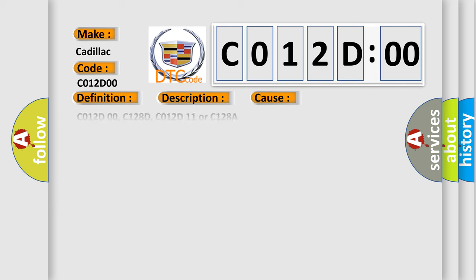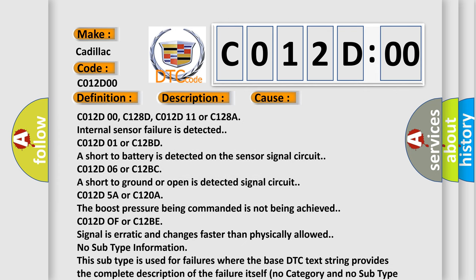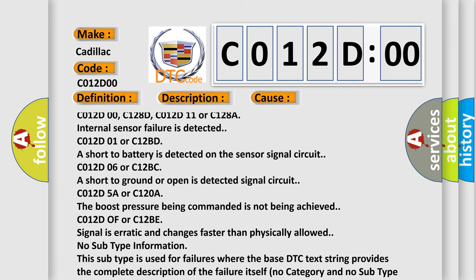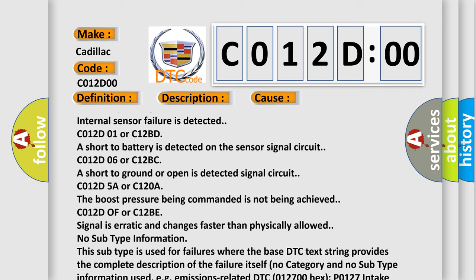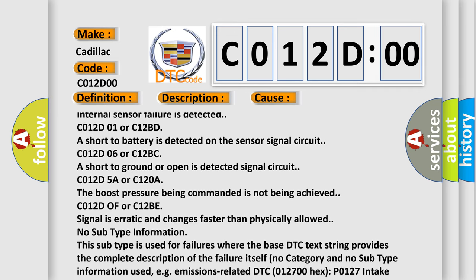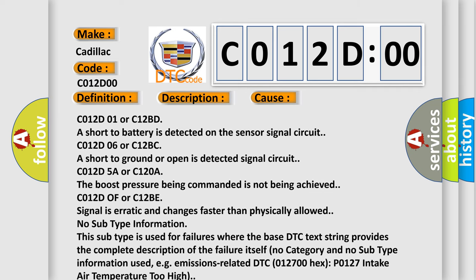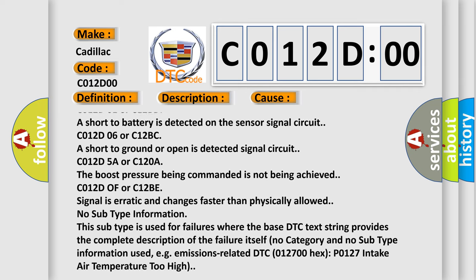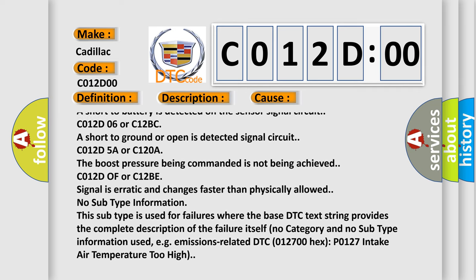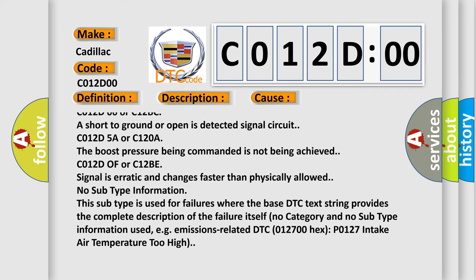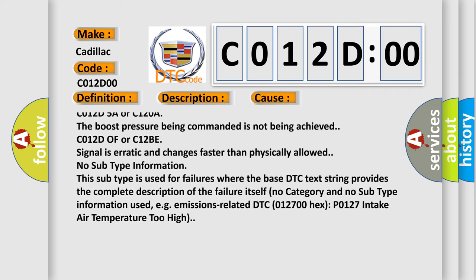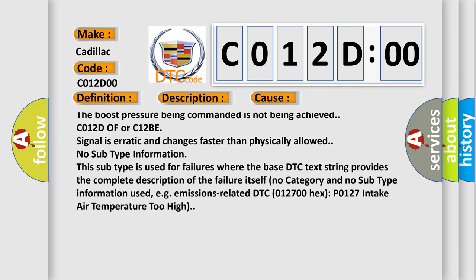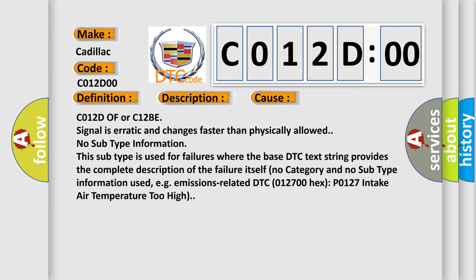This diagnostic error occurs most often in these cases: C012D00 or C128D, C012D11 or C128A, internal sensor failure is detected. C012D01 or C12BD, a short to battery is detected on the sensor signal circuit. C012D06 or C12BC, a short to ground or open is detected on the signal circuit. C012D5A or C120A, the boost pressure being commanded is not being achieved. C012DFO or C12BE, signal is erratic and changes faster than physically allowed.